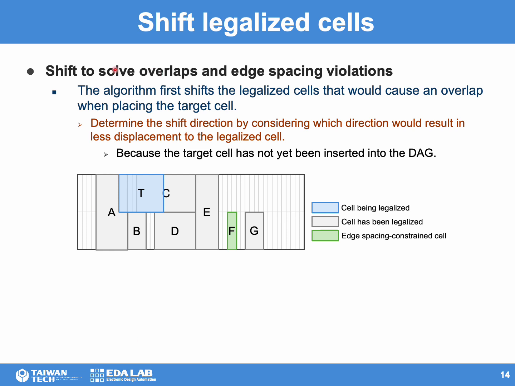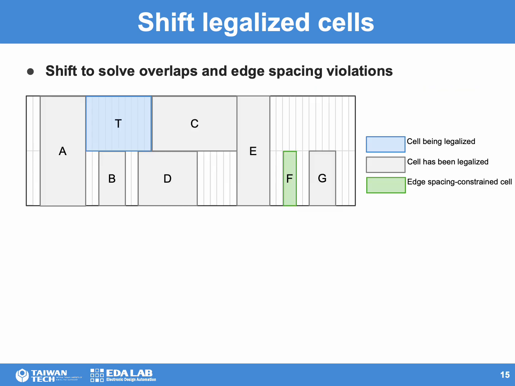In this example, we will illustrate how to move previously legalized cells to resolve overlap and edge spacing violations. The blue T cell represents the cell currently undergoing legalization. When attempting to place it in the shown position, it overlaps with cells A and C. To resolve the overlap and edge spacing violation, we spread neighboring cells to the left and right with the minimum shift required to solve all design rule violations.